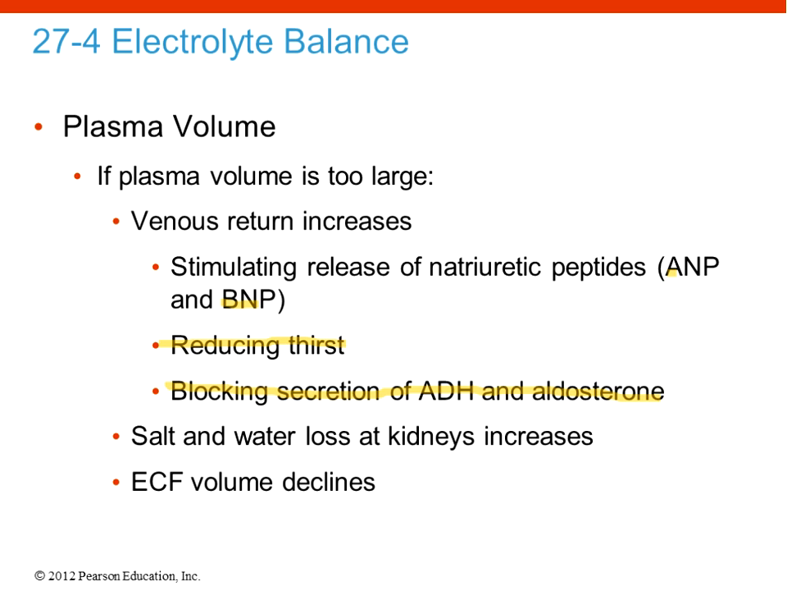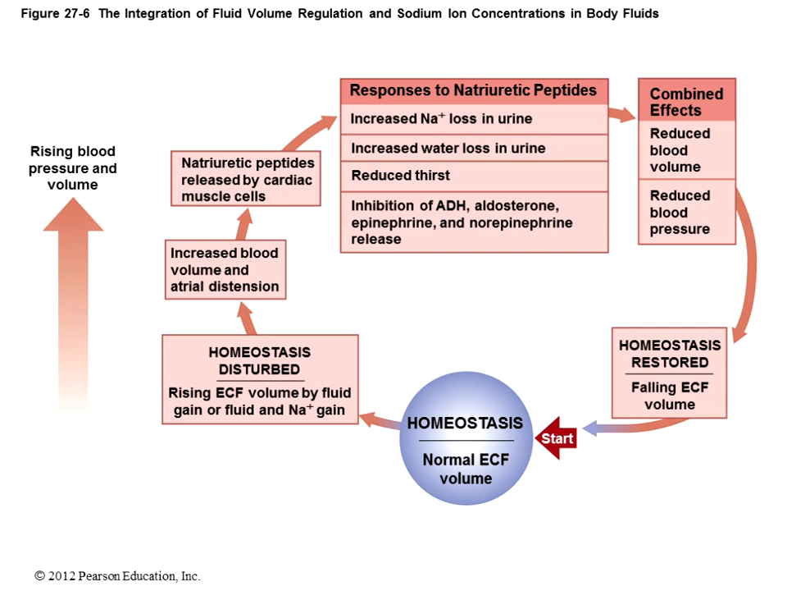What these natriuretic peptides do is reduce thirst, so you don't consume any more. They will also block the antidiuretic hormone so we don't retain any more, and block aldosterone so we don't retain any more sodium chloride and water. So salt and water loss at your kidneys is going to, on the other hand, increase. And as these things happen, under the control of atrial natriuretic peptide and brain natriuretic peptide, the amount of extracellular volume is also going to decline. Having a volume that's too high can give us a really, really high blood pressure that we don't need, and that can be problematic for a host of reasons, which I'm sure you're familiar with.